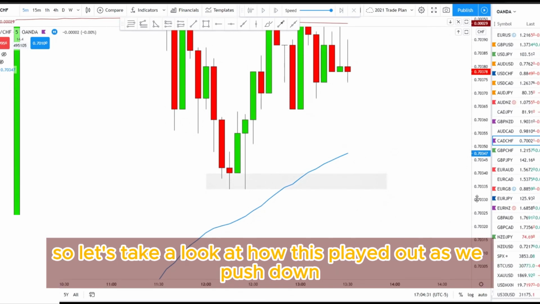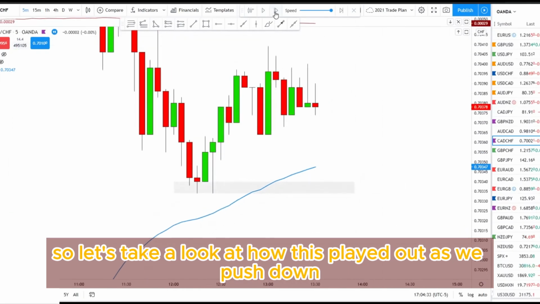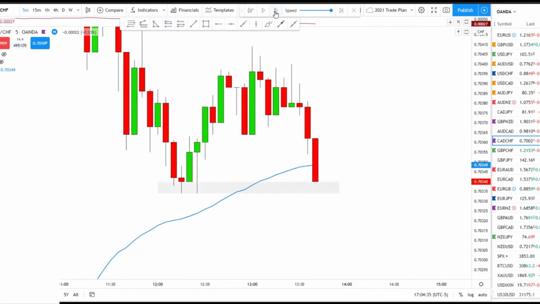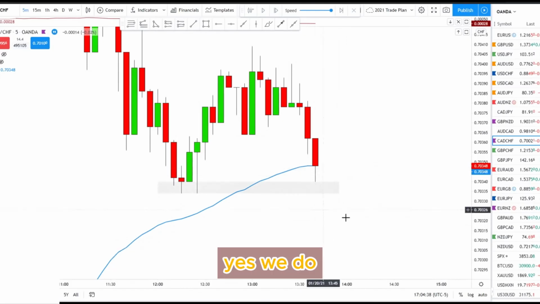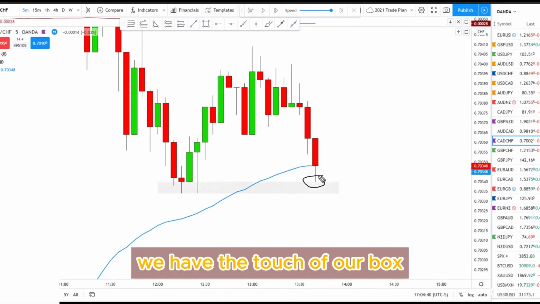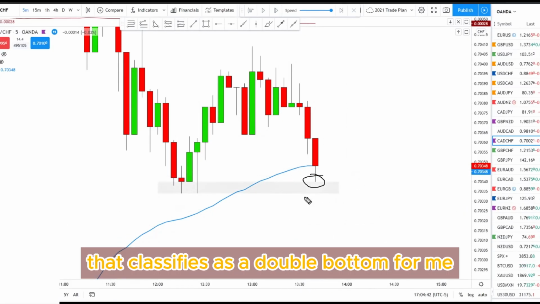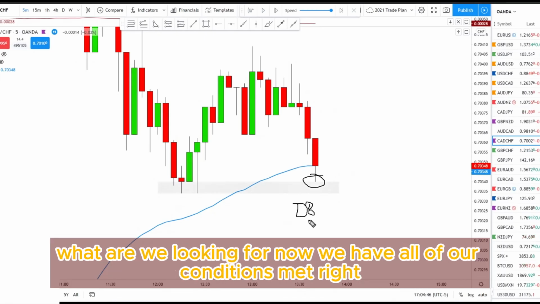So let's take a look at how this played out. As we push down, do we have a double bottom now? Yes, we do. We have the touch of our box. That classifies as a double bottom for me. What are we looking for now? We have all of our conditions met, right?